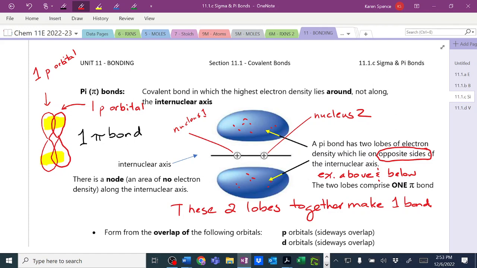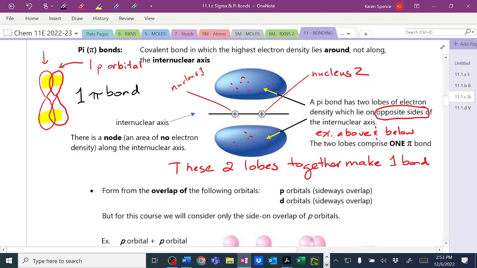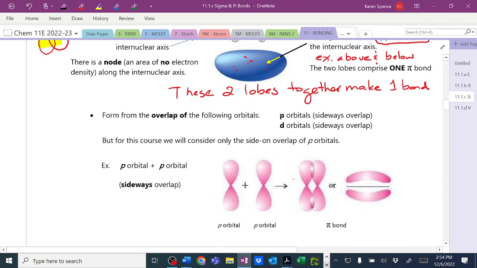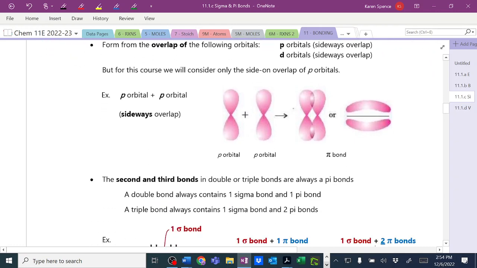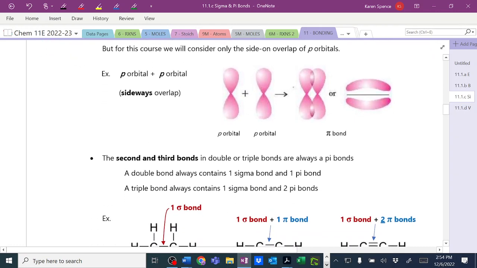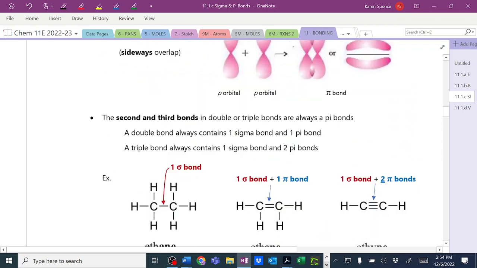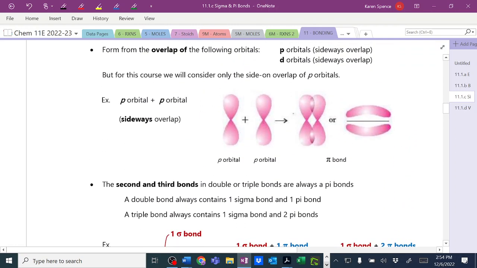So you can get these bonds either from p orbitals overlapping, because of course then you get the p overlapping with the p, which gives you the two lobes there. Or you can have a d orbital overlapping. Have I not shown a d orbital overlapping? Apparently I haven't, but there is one later on, so don't fret. The second and third bonds are always pi bonds in a double or triple bond.